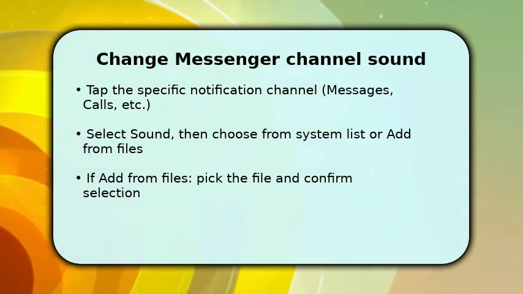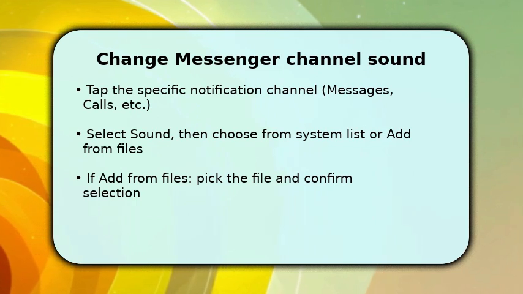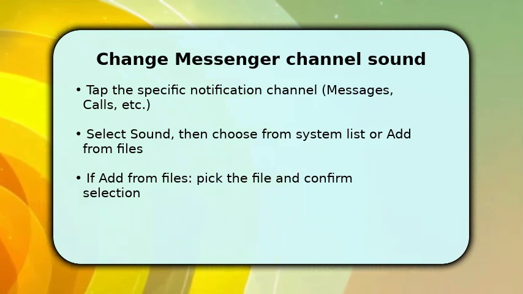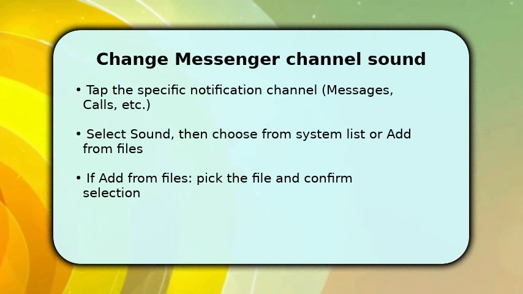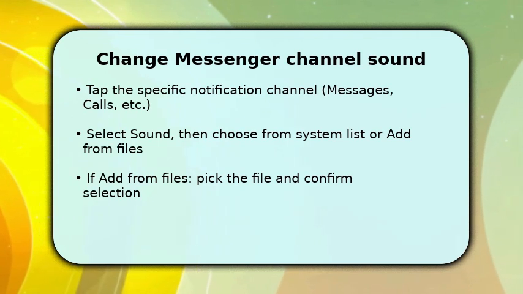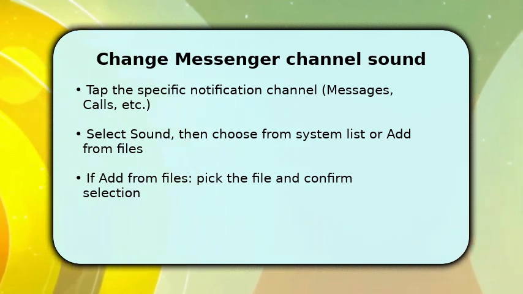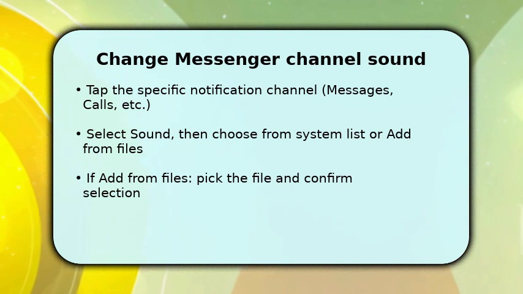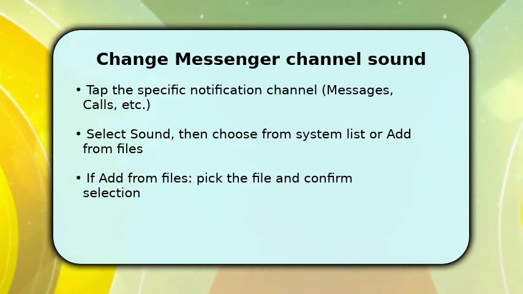Then select Sound and review the system list. If your tone isn't listed, choose Add from Files or pick Local Sound to import it. When you pick a file, Android may ask permission to access storage. Grant it so the tone is saved. After confirming, the new sound will be assigned to that channel and ready for incoming messages.